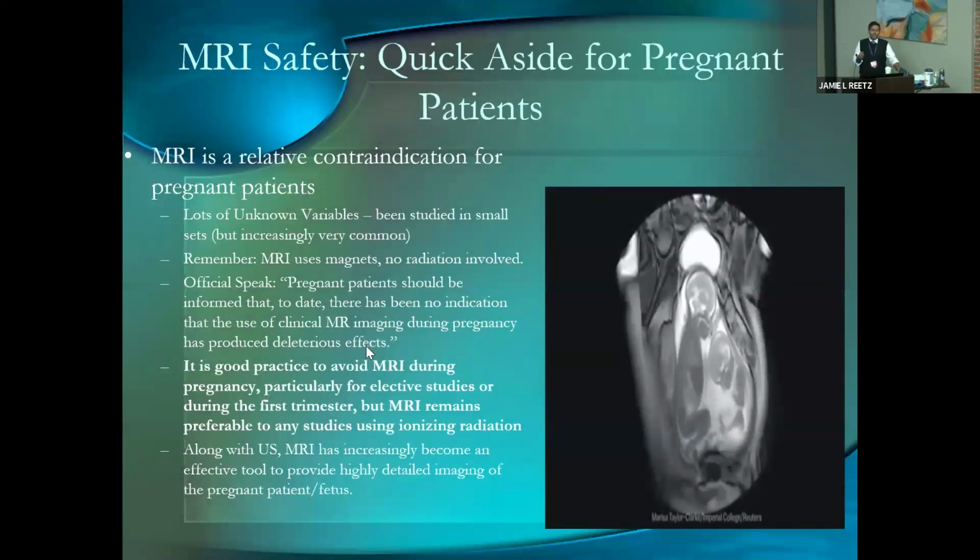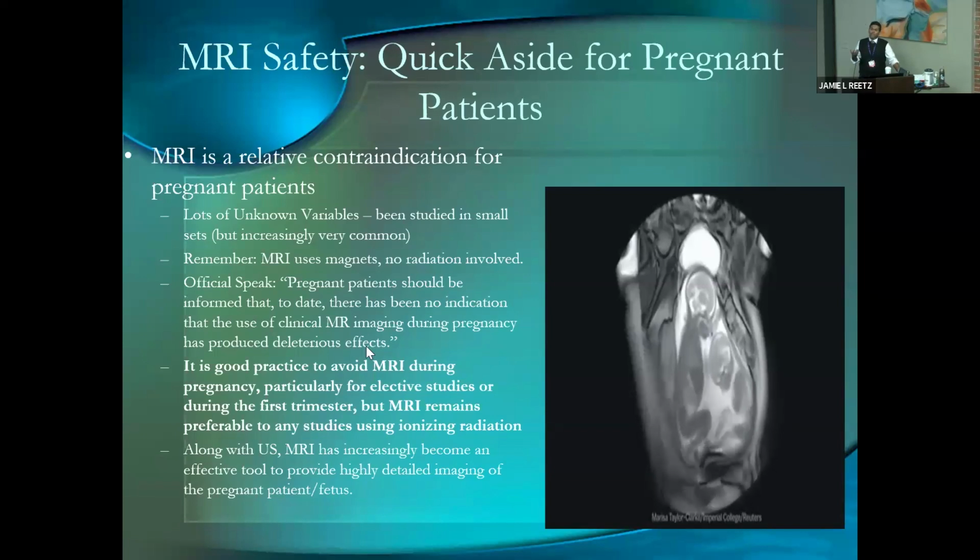Another aside here is MRI safety for pregnant patients. It's funny, because when I started giving this lecture and thinking about it, when I started in private practice at UW in 2013, MRI for pregnant patients was very well regulated. We used to consent every patient. We used to do a lot of paperwork. The idea is MRI is a relative contraindication for pregnant patients, and it's because there are a lot of unknown variables.